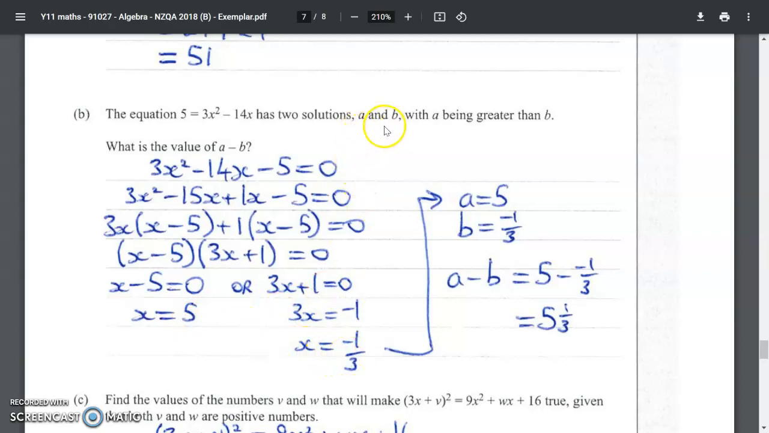The solutions are a and b, with a being larger than b. So a is 5, b is negative 1/3. a minus 2 is 5 minus negative 1/3, which is 5 and 1/3.